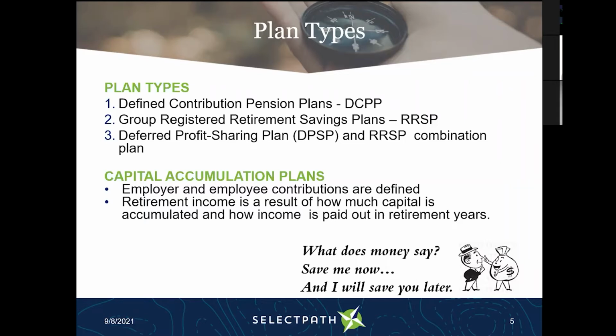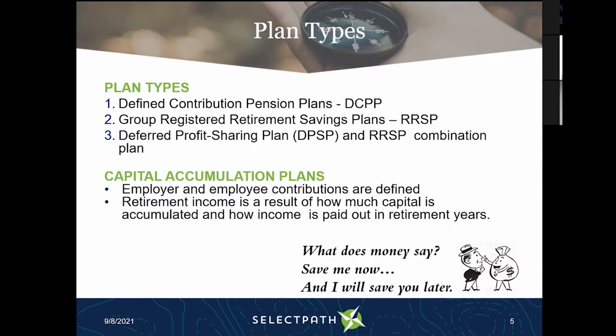The second type is group registered retirement savings plans. And here the only legislation is really the Income Tax Act. And I'm thinking of a plan where there's an employer and an employee contribution made to a group RRSP account for the plan member or the employee. And an offshoot of that is a plan I like, which is a deferred profit sharing plan for employer contributions and a group RRSP for plan member or employee contributions. And I'll come to that.